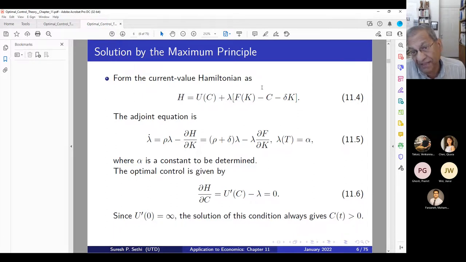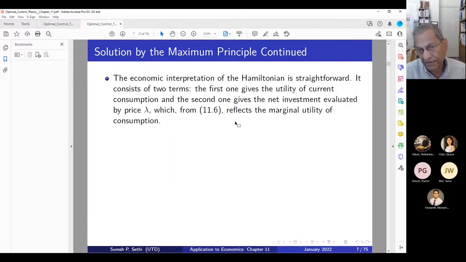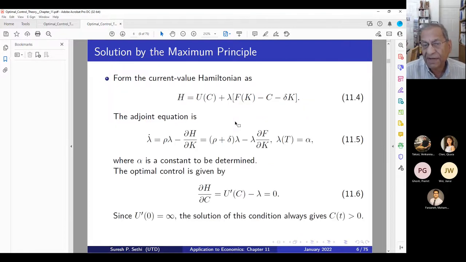And if that's given by this, then you are perfectly okay to maximize the Hamiltonian at each point in time myopically, as long as this lambda is the correct lambda. Given the correct lambda, it becomes a myopic problem, but the lambda has to be obtained. So in general, it is not a myopic problem.